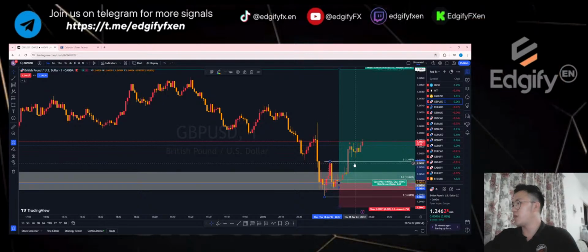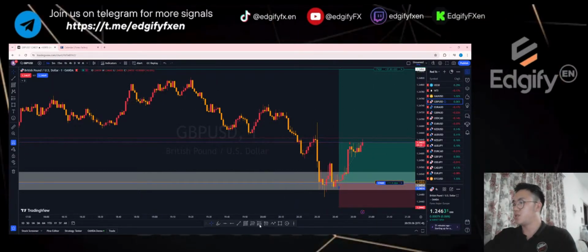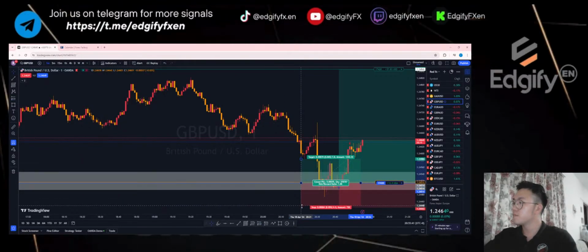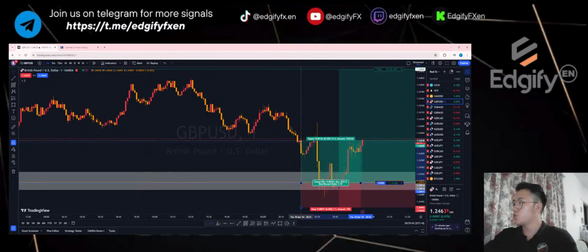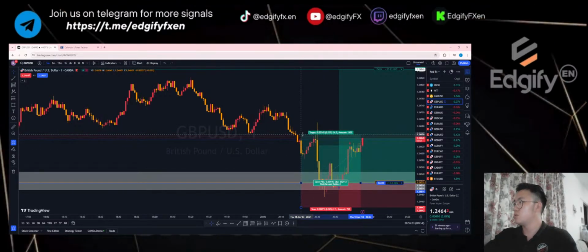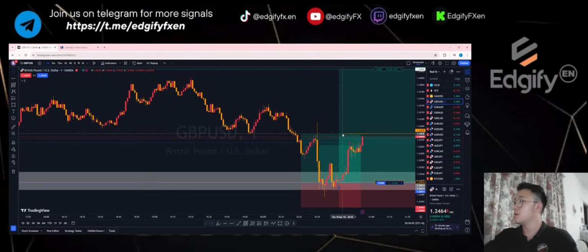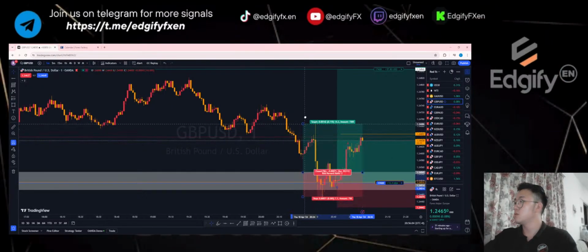So our first target is here, which we have already achieved. That is a 1 to 1 risk to reward. The 1 to 1 is about this level, which we have taken a bit of partials. Now we look to 1 to 2. We are almost there. This is 1 to 2.